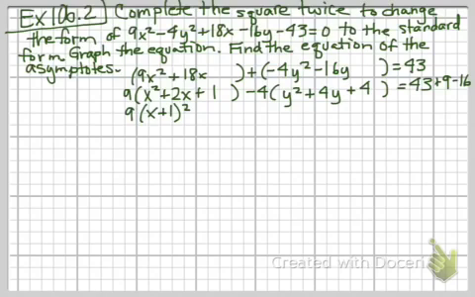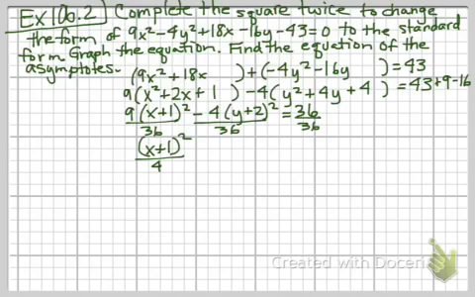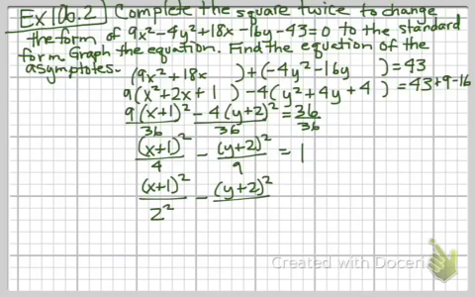our square. So 9 times (x plus 1) squared minus 4 times (y plus 2) squared equals 36. We'll divide everything by 36. So we end up with (x plus 1) squared over 4 minus (y plus 2) squared over 9 equals 1. And then the last step, (x plus 1) squared over 2 squared minus (y plus 2) squared over 3 squared equals 1.